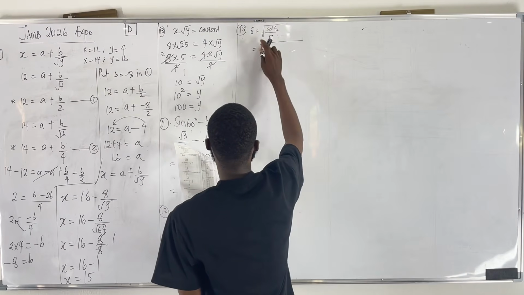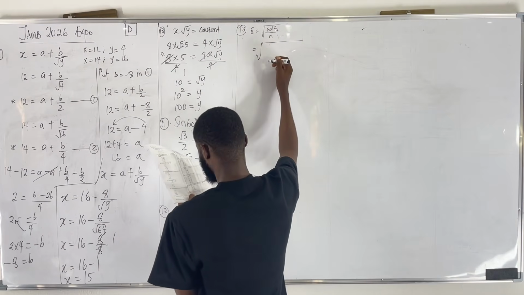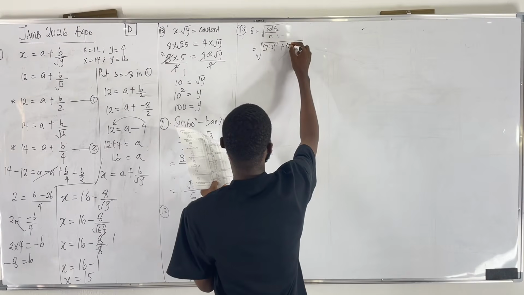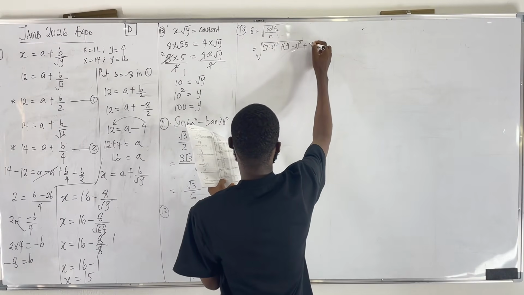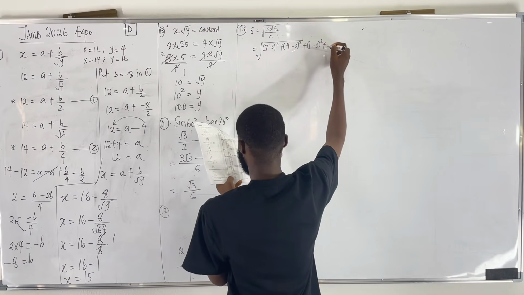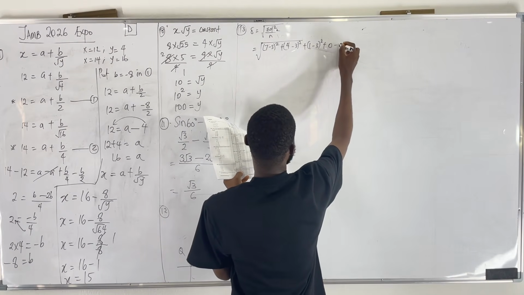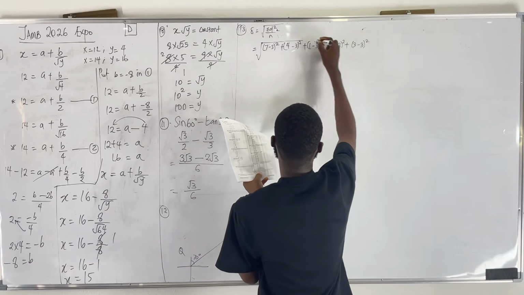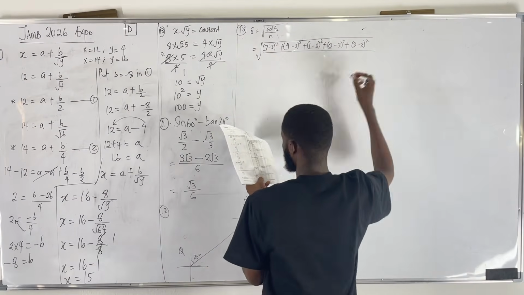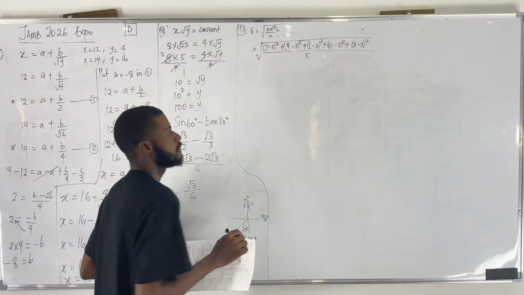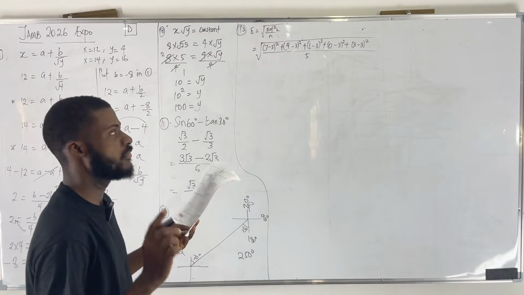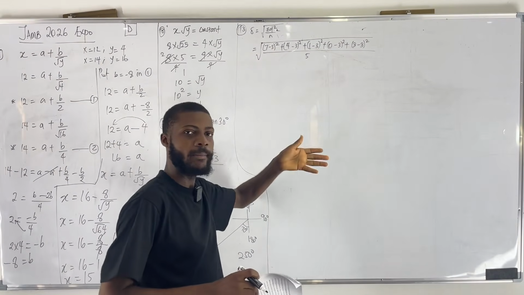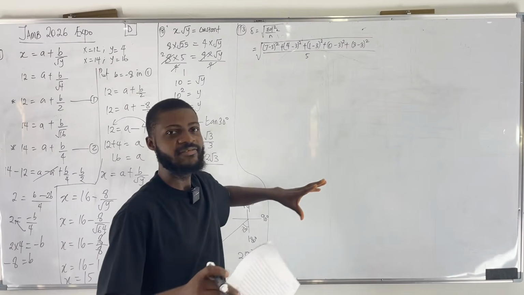So this will be the square root of, the first number is 7. So this will be 7 minus 3 squared plus 4 minus 3 squared plus 1 minus 3 squared plus 0 minus 3 squared plus 3 minus 3 squared. Then divided by, how many numbers do we have? We have 5 numbers. Because we've already been given the mean, we don't have to find the mean first. So all we have to do is find the deviation. How far are the numbers from the mean? How much do they deviate?